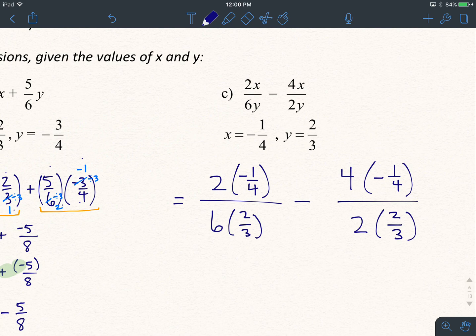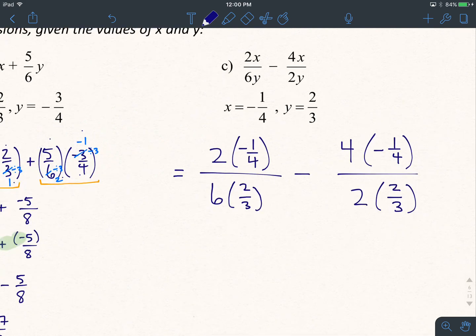So we're going to start with that substitution step. I've already written it in because I was feeling lazy. So we have 2 times -1 over 4, all over 6 times 2 over 3, and then minus second fraction, 4 times -1 over 4, and 2 times 2 over 3. So we are going to now do this multiplication if we can.